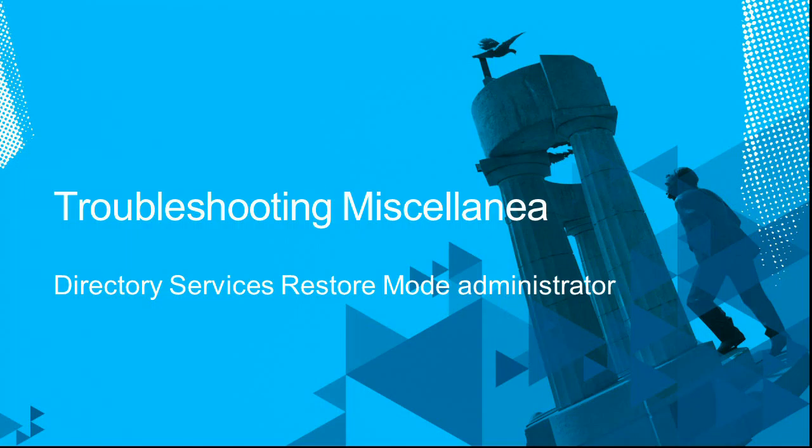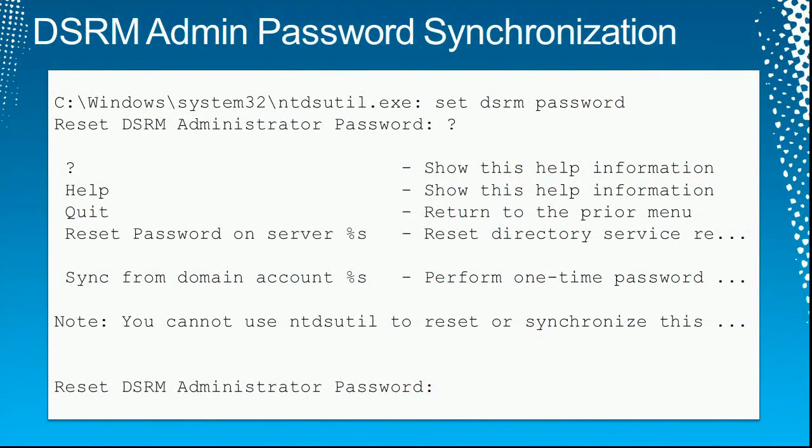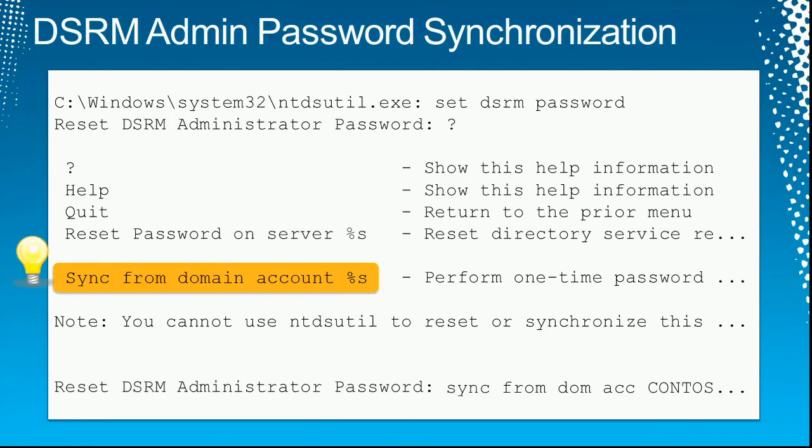You don't need to reinstall your DC. There is a specific option in ntdsutil.exe that will allow you to synchronize, once, the password from one of your domain accounts to the Directory Services Restore Mode password. So in this scenario, you can run ntdsutil and say, I want to synchronize the DSRM password of this DC to the password of my admin account. That has proven pretty useful in these cases.